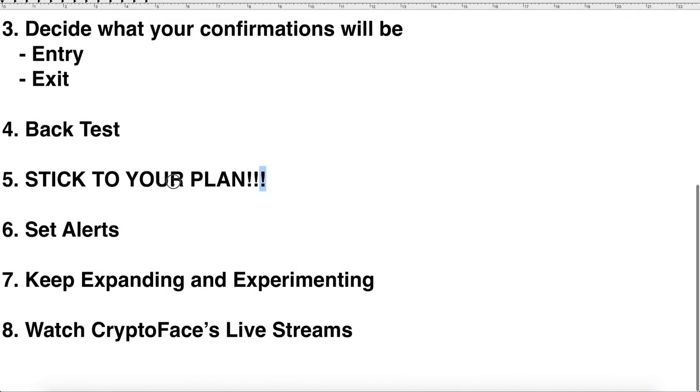Now, the 5th step to creating a winning Market Cipher strategy, and this is very important, is stick to your plan. It is so tempting to not stick to your plan, and here's why. If you have a strategy that you have backtested and you know it works and you've seen it work and you've experienced the gains from it, but then you're looking at the charts and all of a sudden Bitcoin's starting to pump and you don't want to miss out, but your strategy has not given you your confirmations.